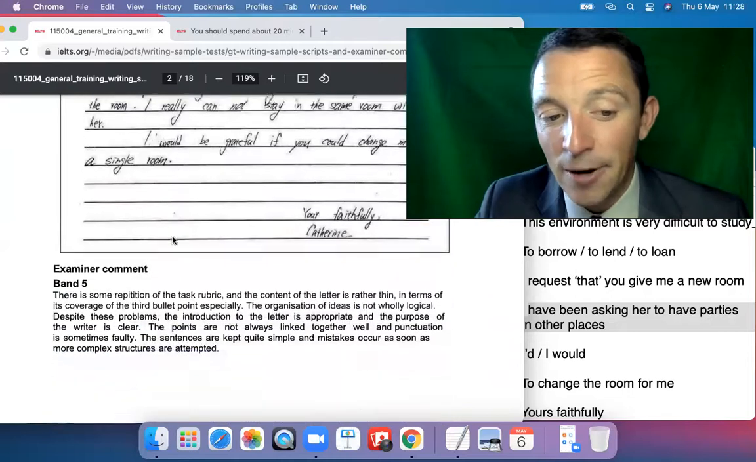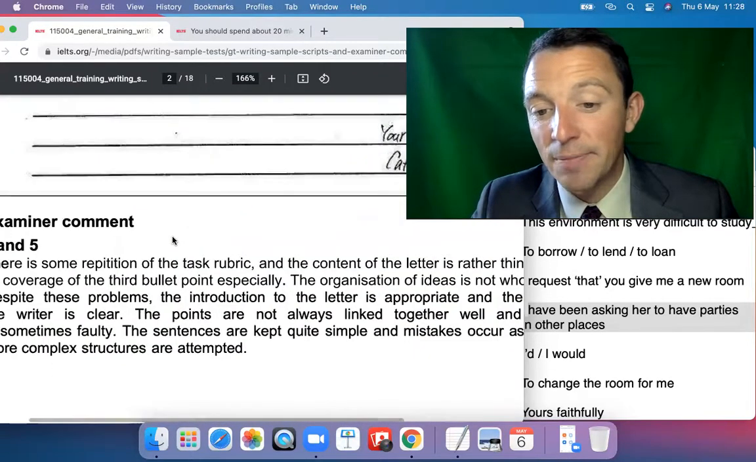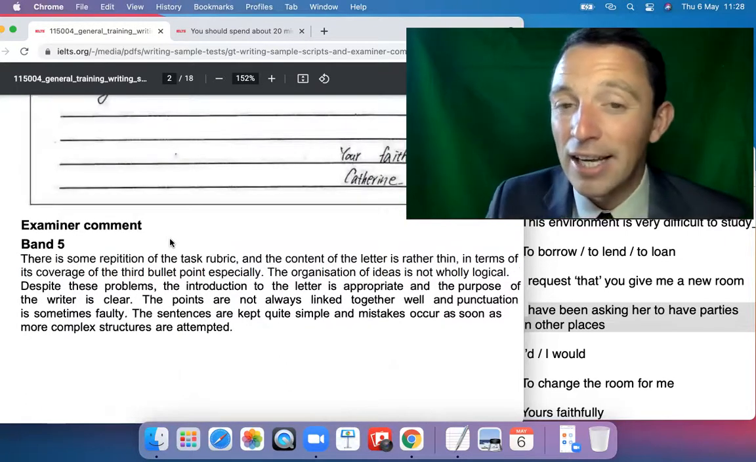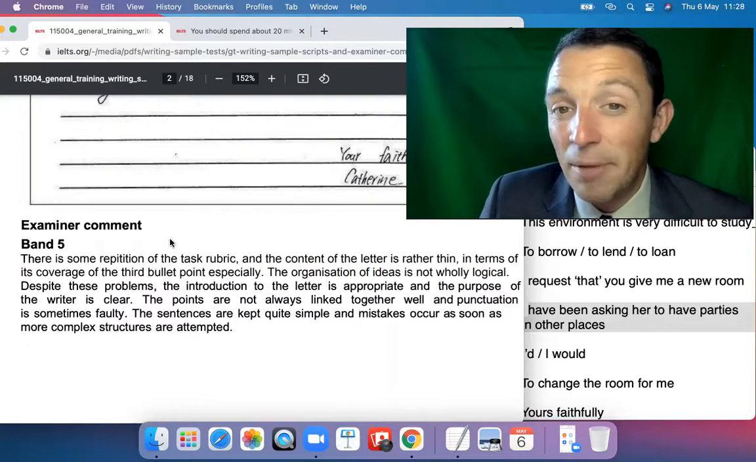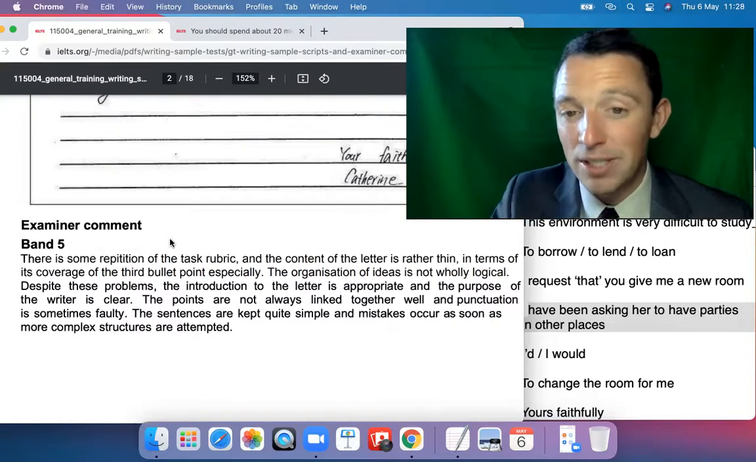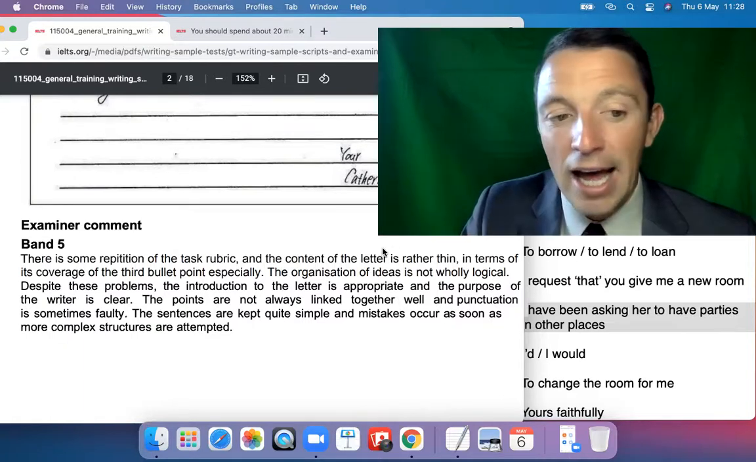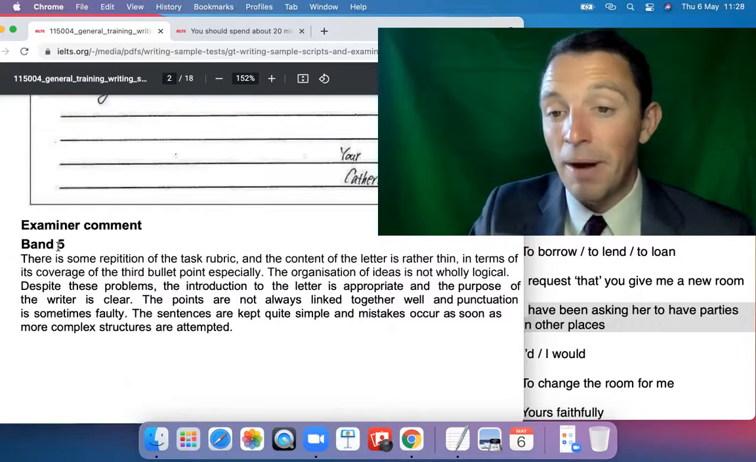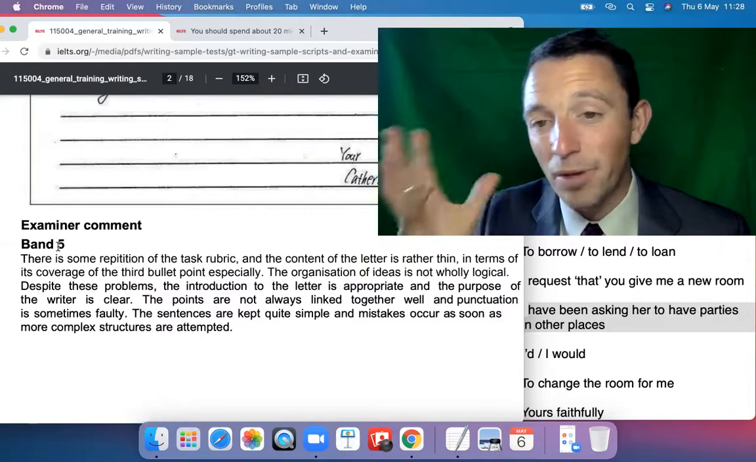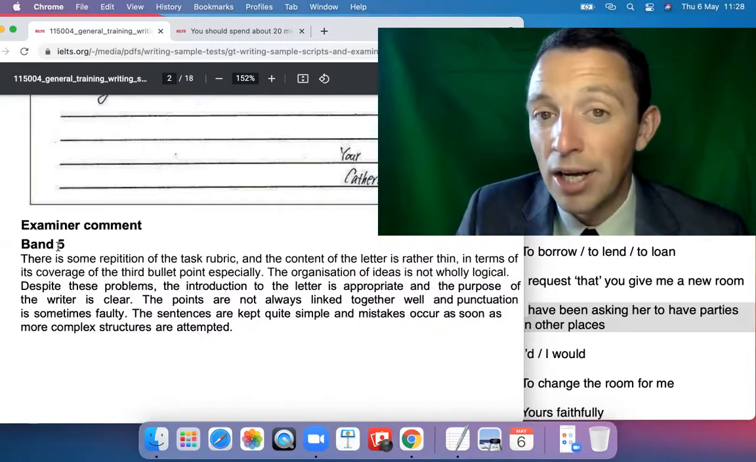And you can see here, this was the examiner comment of this particular letter. Okay, so here's the official examiner comment. Again, it's just a general idea because maybe sometimes examiners have slightly different opinions, but specifically here, you can see the comments in relation to the writing. And the level was 5. So remember, 9 is the maximum, and the examiner gave this letter a 5. So as I said, probably middle and a lot of room to improve.